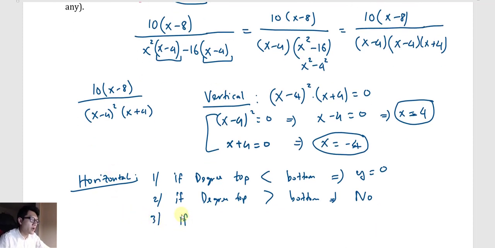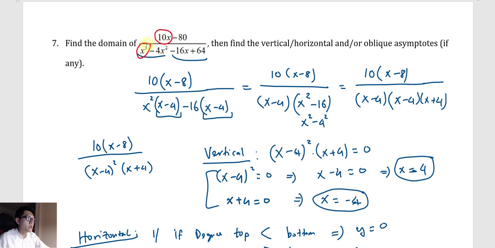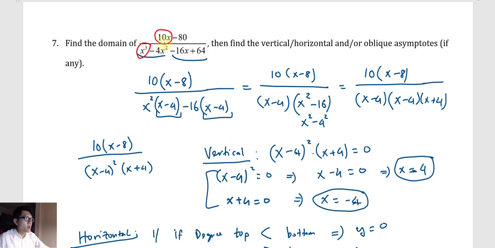Okay. Now, the last case, if the degree on the top is equal to the degree of the bottom, or the degree of the leading term of the numerator is equal to the degree of the denominator, then the horizontal asymptote is equal to the ratio between the two coefficients, the ratio. Okay, in this case, we see that the degree on the top is less than the bottom. So y equals 0, or the x-axis, is your horizontal asymptote.